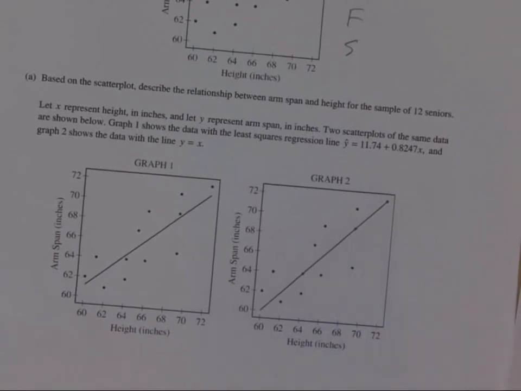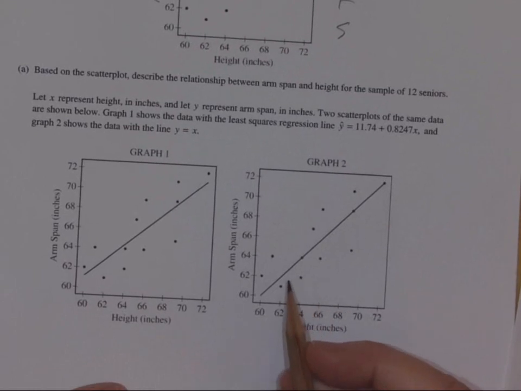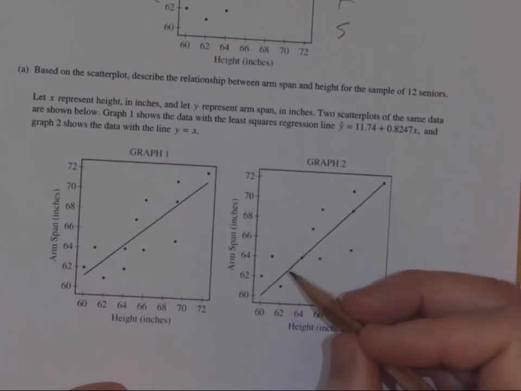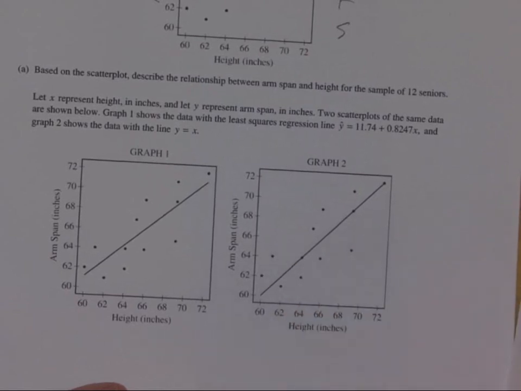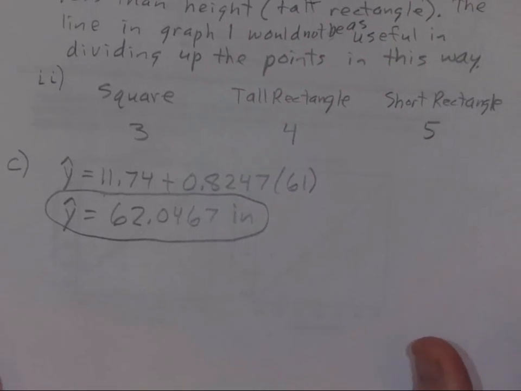So the tall rectangle is going to be they have a greater height, so that's going to be below the line. So it's 1, 2, 3, 4, and then for the short rectangles, those above the line, 1, 2, 3, 4, 5, and so that's how those numbers were gotten. And then so that's that.